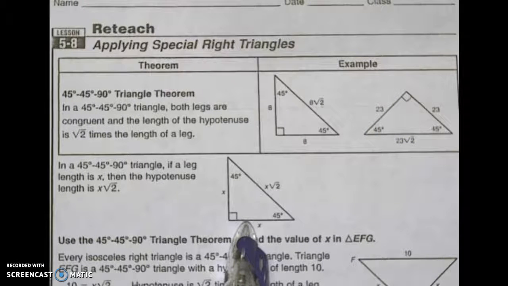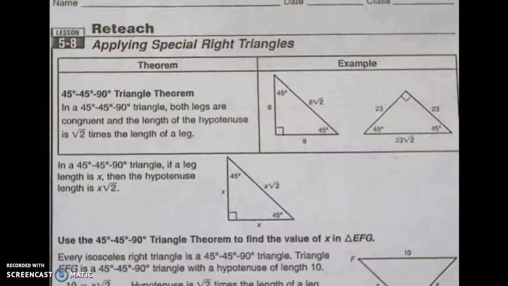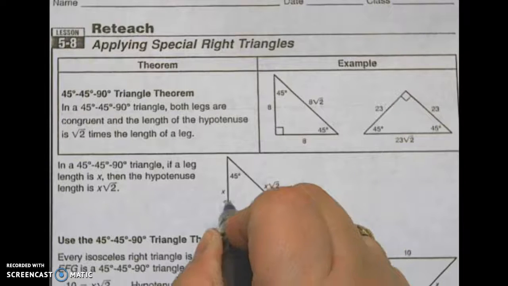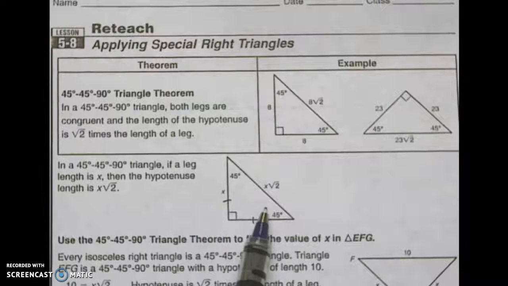So here's my generic right triangle, showing an isosceles right triangle because two angles are the same. I know two sides have to be the same. Those are both labeled as x, and the hypotenuse will be that number x times the square root of 2.